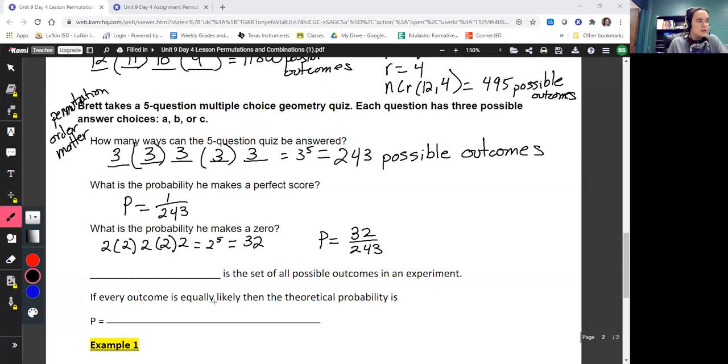Next up, the sample space. Sample space is the set of all possible outcomes in an experiment. So when you find the probability, you take the number of outcomes in your event over the number of outcomes in your sample space.